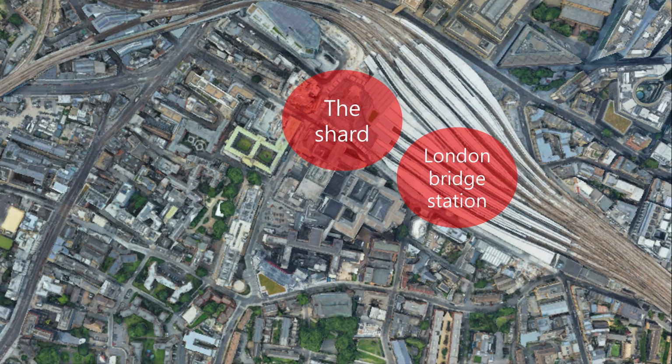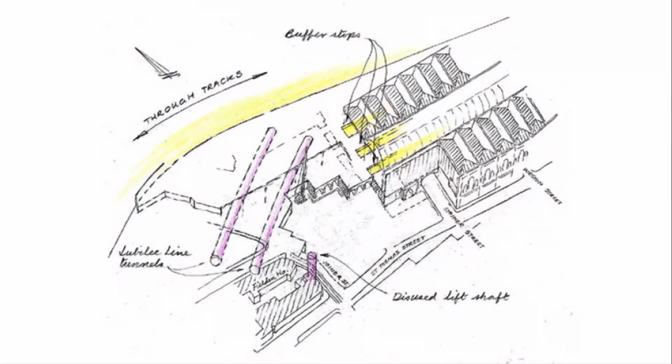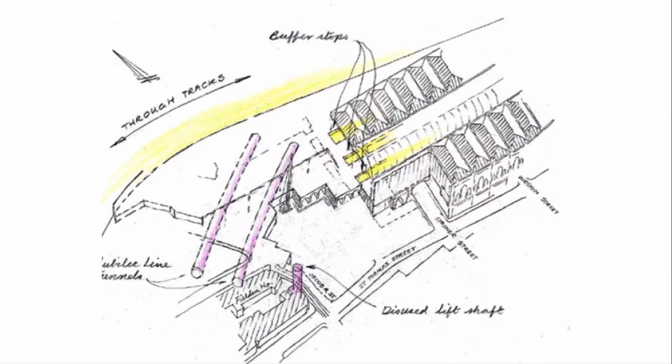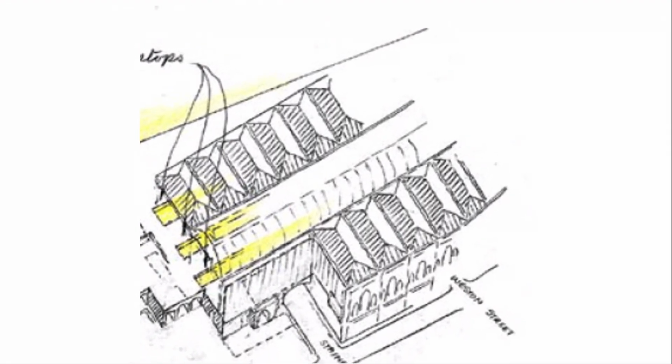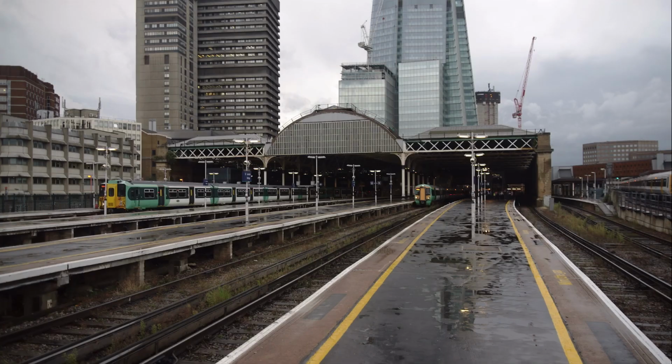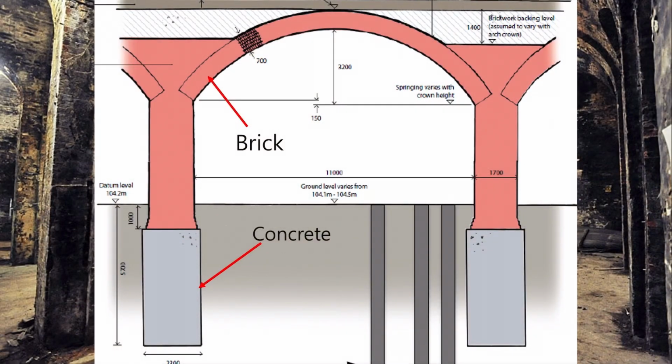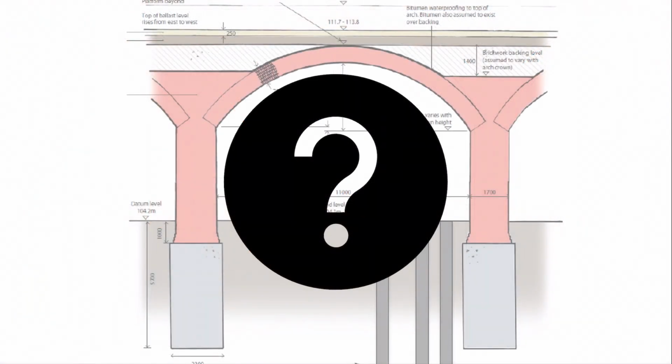The Shard is located just beside London Bridge Station. This is the infrastructure beside the site of the Shard. First, London Bridge Station. London Bridge Station was built in 1893. It has an arch structure, and the depth of the arch is 3.2 meters. So, why was this arch structure important to the construction of the Shard?